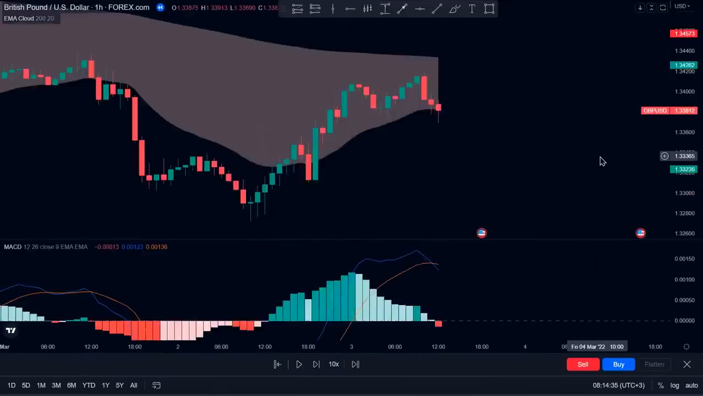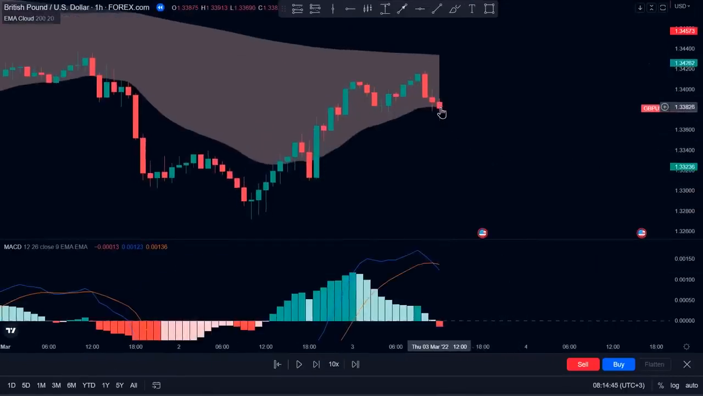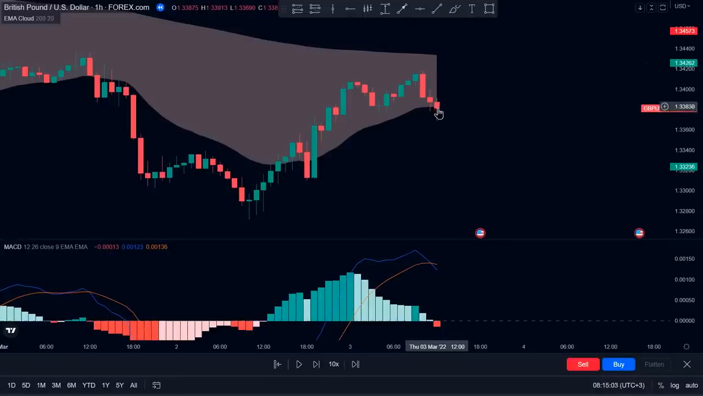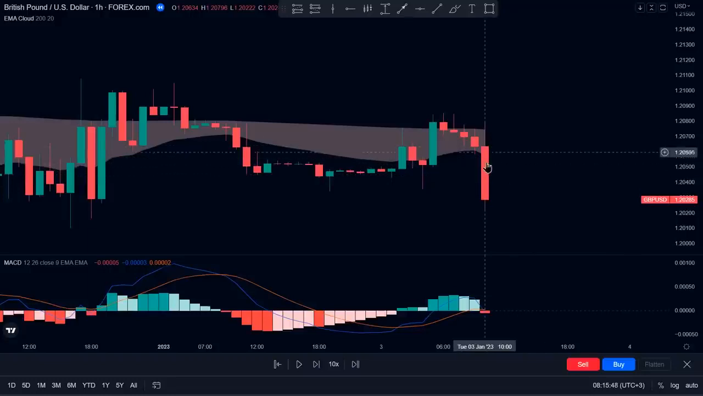For short trades, it's the exact opposite. So first, the price should close below the EMA trend cloud without touching the top of the cloud. Just like long trades, we will not take any short trades whenever the candle touches the top of the cloud. Like right here, we see that this candle closed below the cloud, which is fantastic.